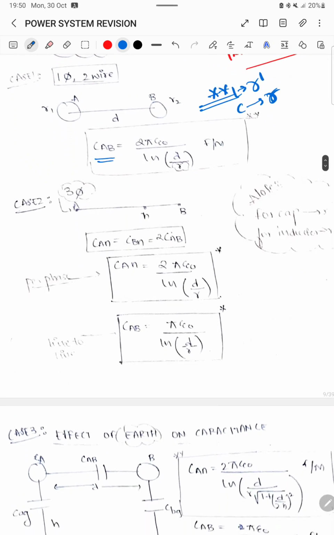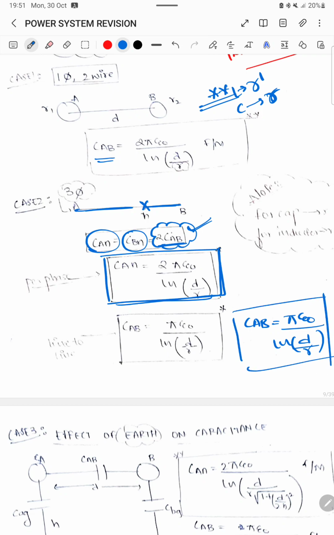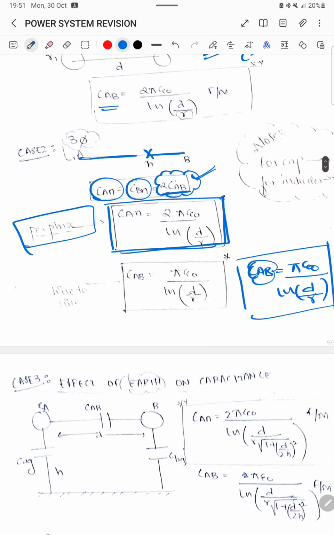For three phase also it will be 2 pi epsilon naught upon ln d by r, but that will be nothing but line capacitance. Okay, line capacitance. For phase, CAN, CBN will be equal to 2 CAB, series combination. So here 2 CAB. CAB line value will be pi epsilon naught upon ln d by r. Phase value per phase will be 2 pi epsilon naught upon ln d by r. Line to line will be pi epsilon naught upon ln d by r.